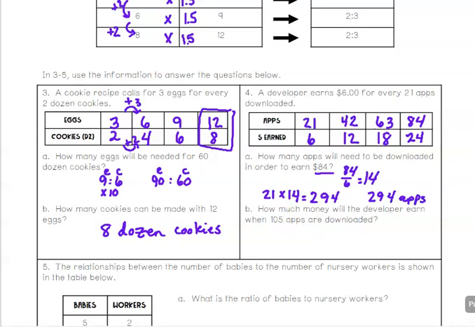All right, so then it says how much money will the developer earn when 105 apps are downloaded. So if I take 105, now I get money for each of the 21. So if I do 105 divided by 21, I'm going to get 5. Well, that means it's 5 times that I'm getting paid $6. So 5 times that I'm getting $6, which would be $30 total. So it happens to be actually the next column in this. It'd be 105 and 30.